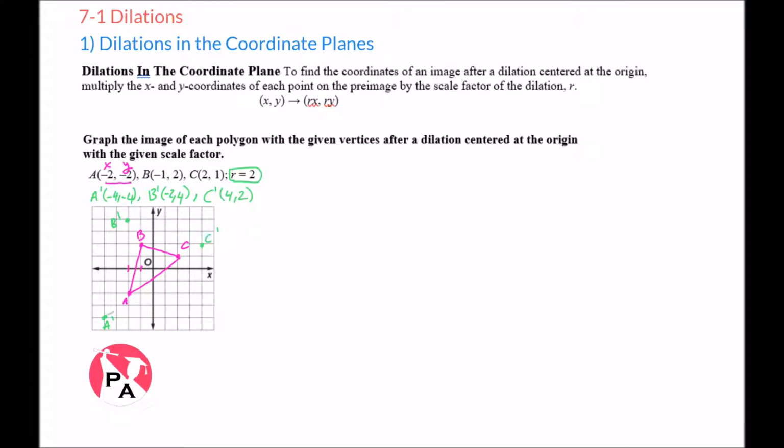Now we are going to connect these points. So this is it for the dilation. First, again, we are going to plot the given vertices, and then we are going to times all of the numbers by the scale factor, and then plot that point.